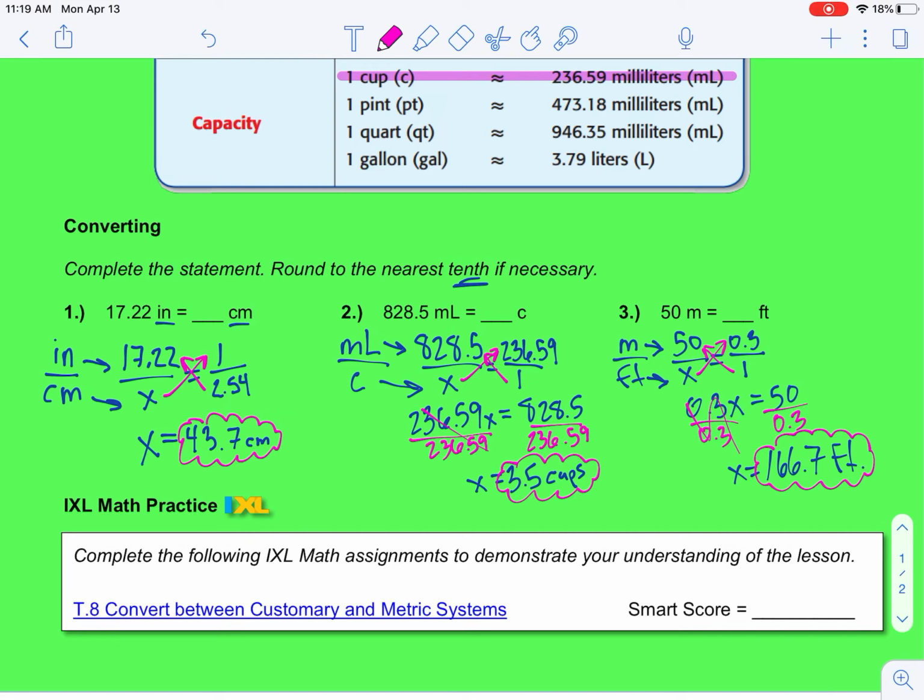You have one IXL to do. I think, if I remember right, it gives you all of the conversion factors. So it tells you things like 1 cup is 236.59 milliliters. It tells you that 1 inch is 2.54 centimeters. If it doesn't, use this sheet.